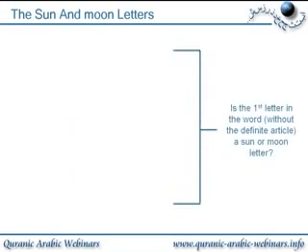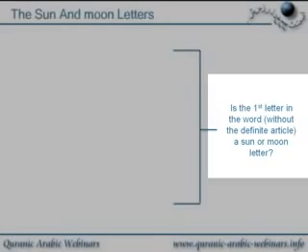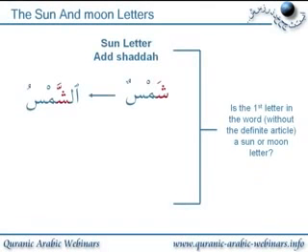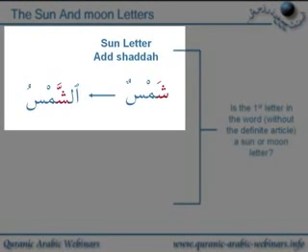Okay, so now we get into why we need to know these sun and moon letters. So I'm just going to read this. We're going to ask ourselves a question, and this is again for the noun. Is the first letter in the word, and in our case we're really talking about nouns, a sun or moon letter? In the brackets I've got without the definite article, i.e. if you look at a word without the definite article added to it, is the first letter a sun or moon letter?